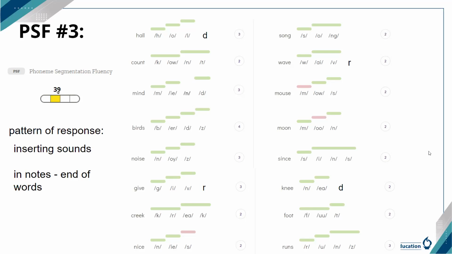Got it. Thanks. The purpose of that pattern of response is to capture other scoring errors that you can't see within the scoring screen itself.